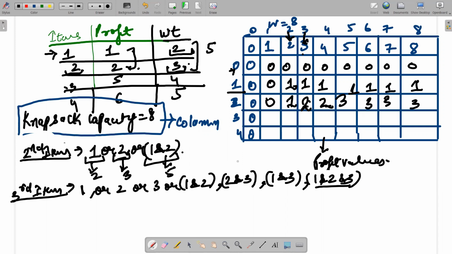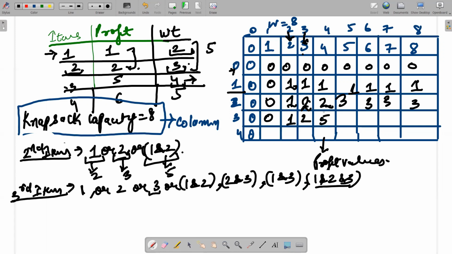So let's talk about when weight 1 is there. When weight 1 is there, no item can be inserted. When weight 2 is there, only the first item can be inserted, whose profit is 1. When weight 3 is there, only the second item is going to be inserted, whose profit is 2. Fine. Now, when weight 4 is there, there is a possibility I can insert item 3. So this is also a possibility whose profit is 5.